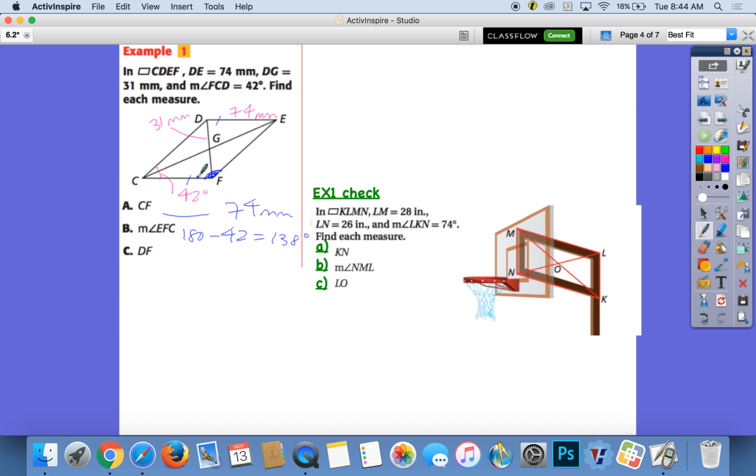And then it wants me to find diagonal DF. Okay, so DF, it gives me 31, and this is also going to be congruent. We'll make these two blues. Well, this is 31, this of course is going to be 31, so 31 times 2 is going to give me 62 millimeters.